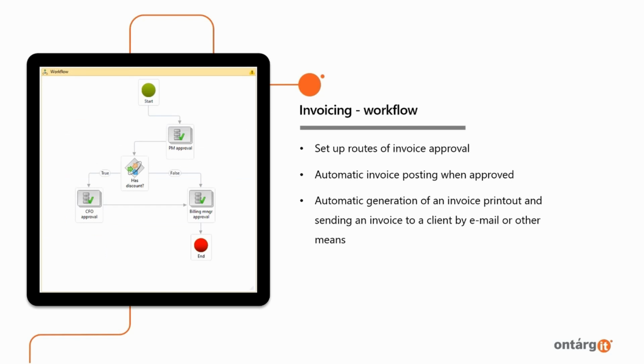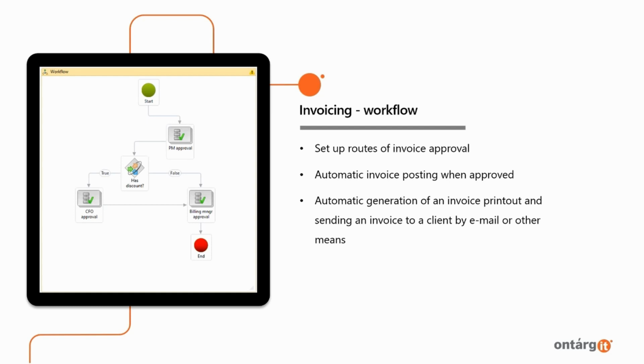Like most of the other documents, an invoice has its own approval route. In this route, we can set up the sequence of steps in invoice review and assign each step to a responsible person or role. In this example, which you now see on the screen, the invoice is first sent to a project manager for approval. Then it is checked whether there is a discount in the invoice, and if there is a discount, the invoice is additionally assigned to the CFO for approval. Otherwise, this step is skipped. And finally, the invoice is sent to a billing manager who finally confirms it.